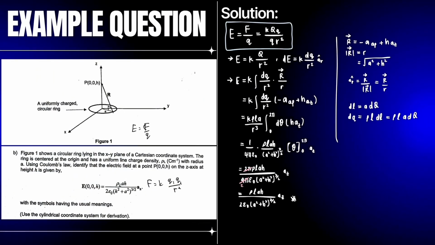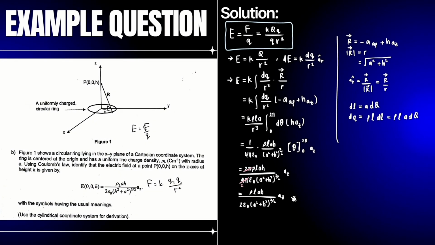Now let's look at this example question, where the ring acts as a source charge and there is a point above it. To find the E from the ring at this point, first find the vector from source to point. And the vector is negative a_ρ direction in the radius and positive a_z direction. Since source is a line, dq equals line density times dl. And dl is the arc of a circle, which is a dφ.